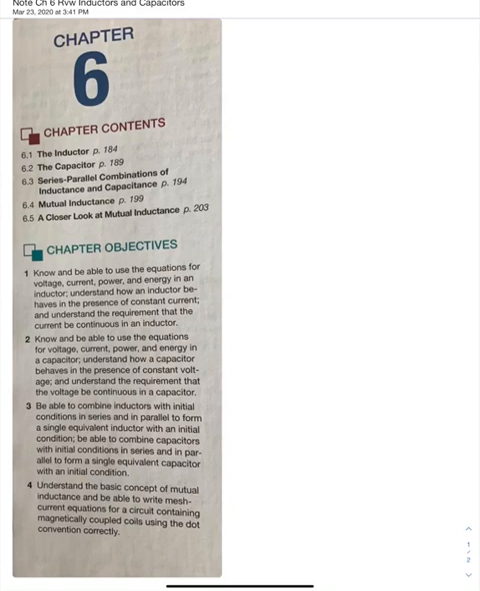This video will review what we covered in Chapter 6 on inductors and capacitors. So in Chapter 6, we were introduced to the concepts of inductance, capacitance, and mutual inductance. This video will only cover inductors and capacitors and the equations we use for voltage, current, power, and energy. So let's get started here.